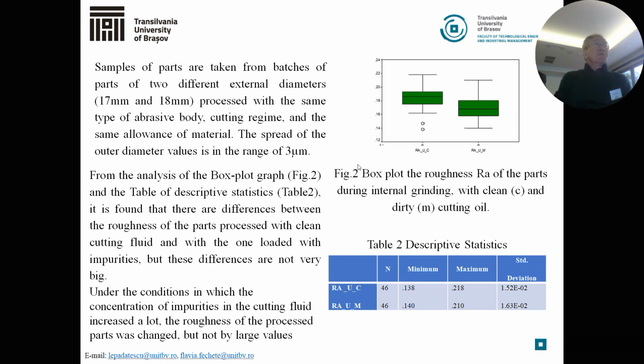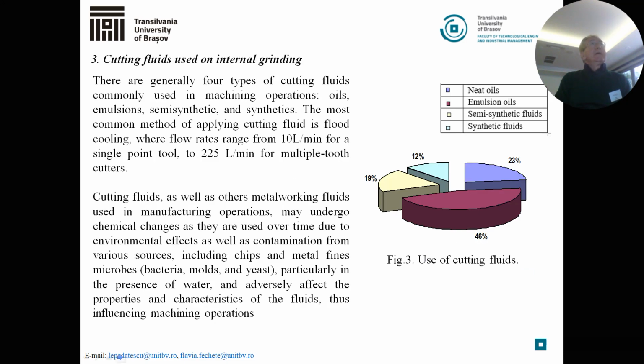From the analysis of the box plot graph 2 and descriptive statistics table 2, it is found that there are differences between the roughness of the part processed with the clean cutting fluid and with the one loaded with impurities, but these differences are not very big. Under the condition in which the concentration of impurities in the cutting fluid increased a lot, the roughness of the processed part was changed but not very large.